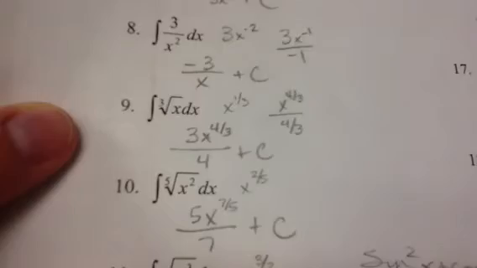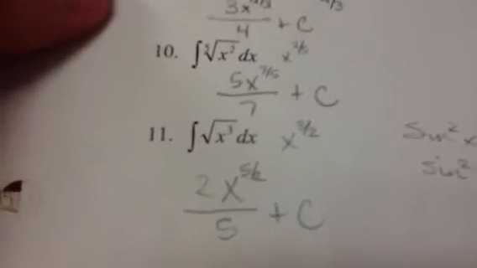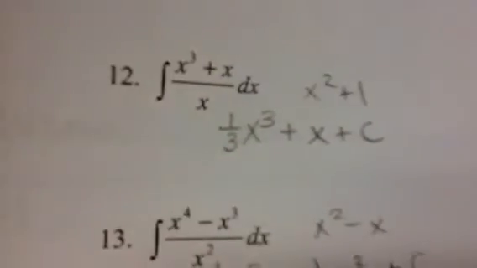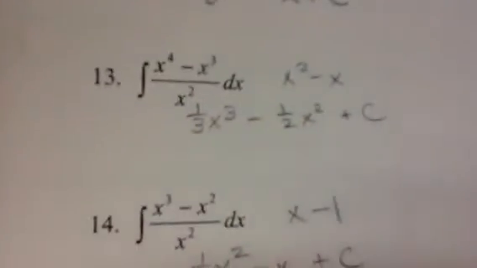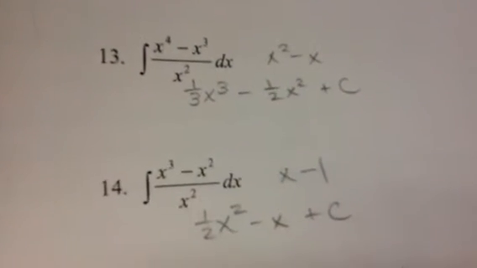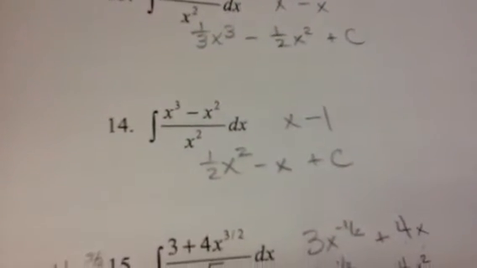3x to the 4/3 over 4 plus c, 5x to the 7/5 over 7 plus c, 2x to the 5/2 over 5 plus c. Number 12, you should have got 1/3 x cubed plus x plus c. 13, 1/3 x cubed minus 1/2 x squared plus c. 14, 1/2 x squared minus x plus c.